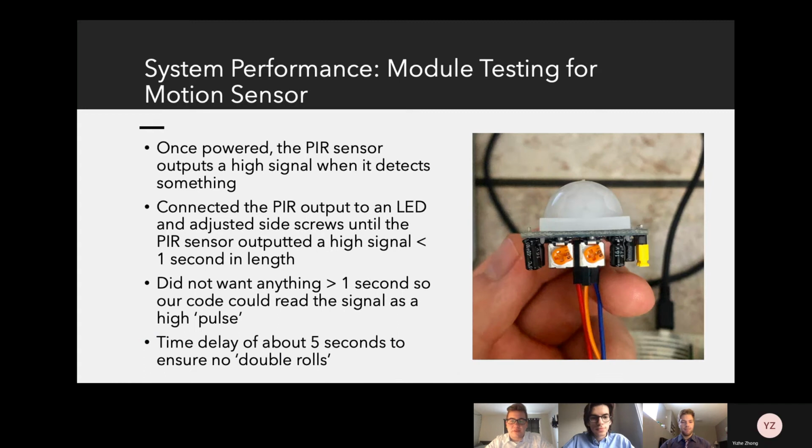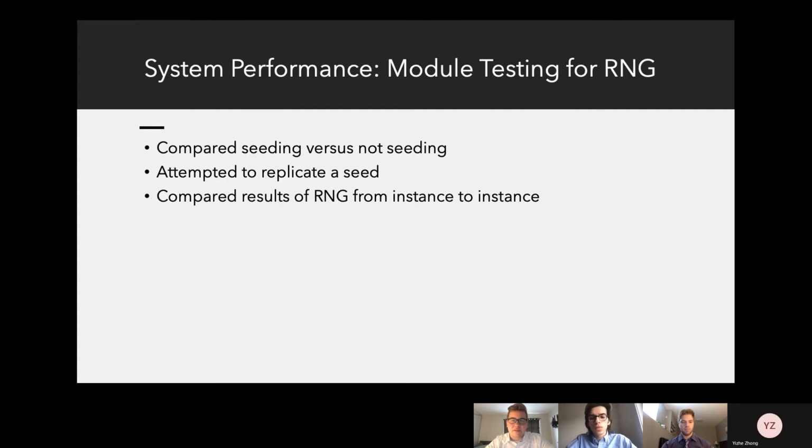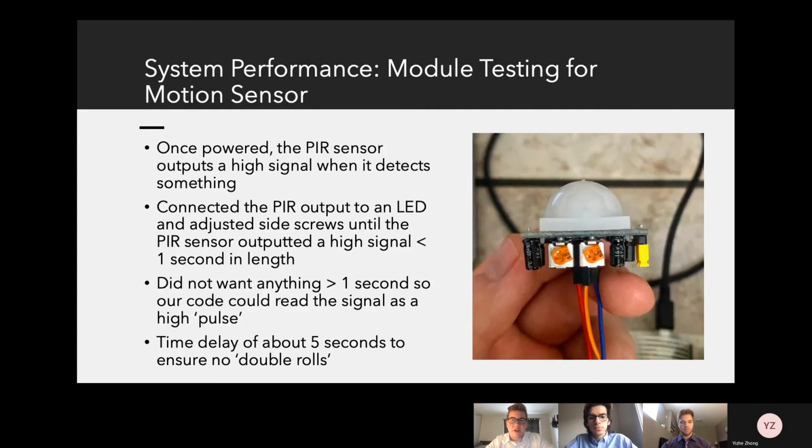Here's the module testing for the motion sensor. Once it's powered, the PIR sensor outputs a high signal when it detects something. There are two screws on the side of the PIR sensor, one for sensitivity and one for timing delay. To test it, we connected the PIR sensor output to an LED and adjusted the screws so that the LED would turn on and off quickly, sort of like a short pulse. We also made the time delay about 5 seconds. This is so the software could read it as a pulse and not make a double roll.